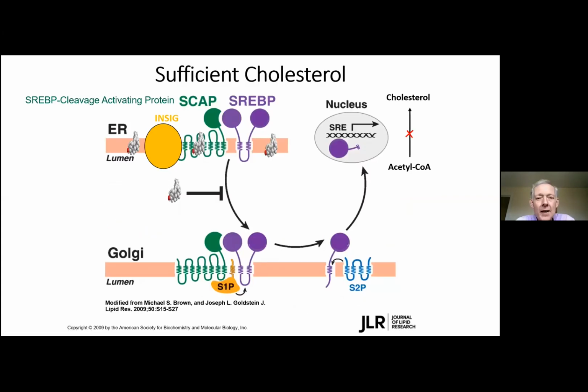So what happens now when the cell has got sufficient cholesterol? It's got enough cholesterol. Well, what happens is that excess cholesterol, which is present in the endoplasmic reticulum, binds to the protein SCAP. This causes a conformational change in SCAP, and SCAP then binds to an ER resident protein called INSIG. So INSIG is really an anchor protein. So SCAP binds to INSIG, and SCAP becomes anchored in the endoplasmic reticulum. So SCAP can no longer transport SREBP from the endoplasmic reticulum to the Golgi. So if SREBP can't get to the Golgi, it can't be processed into its active form as a transcription factor.